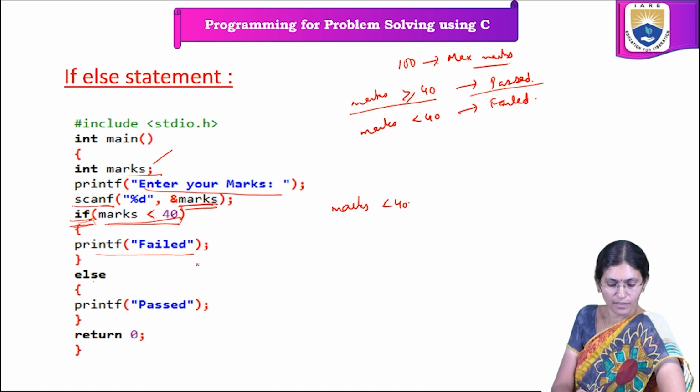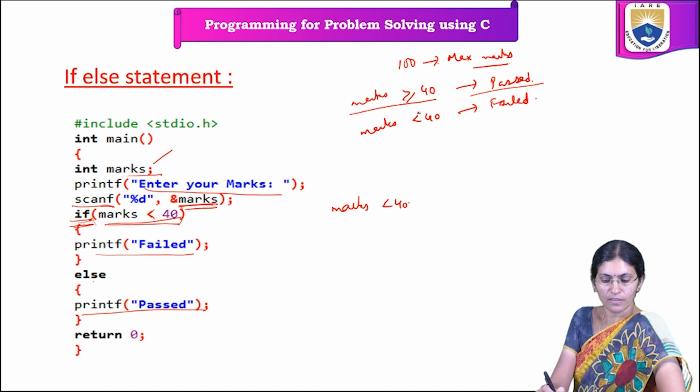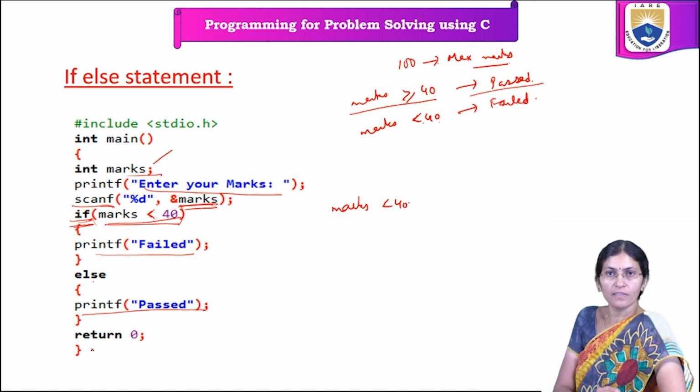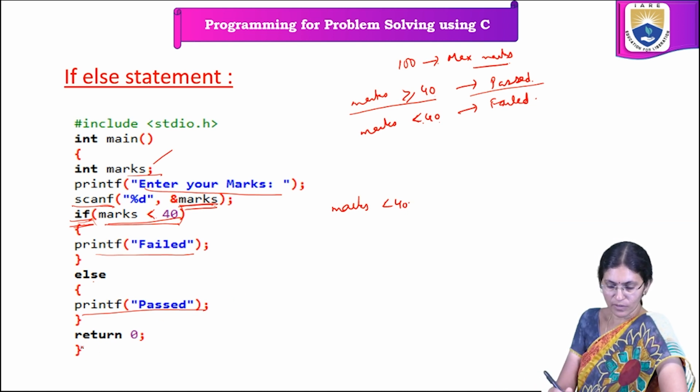This implies that if he is not getting less than 40, he is getting more than or equal to 40. So in the else block we can write that he has passed. So this is the end of the program. So this is the program.